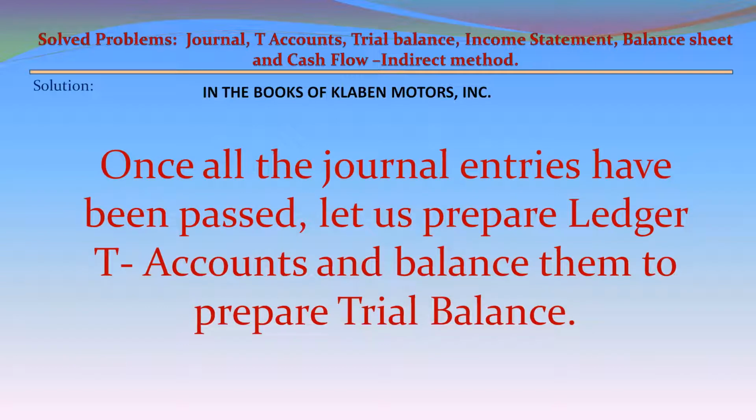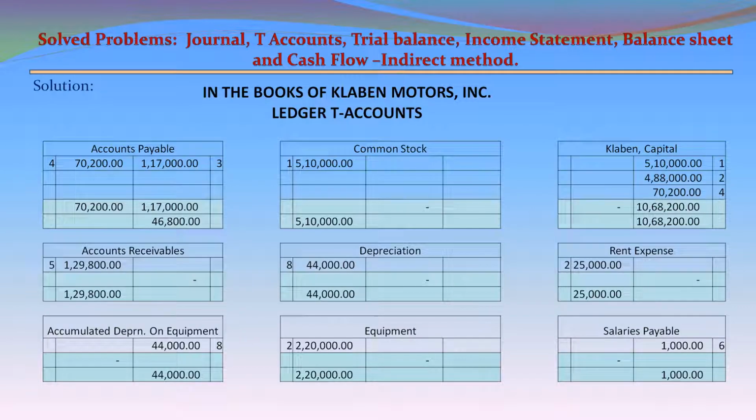Once all the journal entries have been passed, let us prepare ledger T accounts and balance them to prepare the trial balance. In the books of Klaban Motors Inc., ledger accounts. Accounts payable: $70,200 debit, $117,000 credit. Net payable comes to $46,800. Accounts receivable account debit $129,800. Accumulated depreciation of equipment credit $44,000.